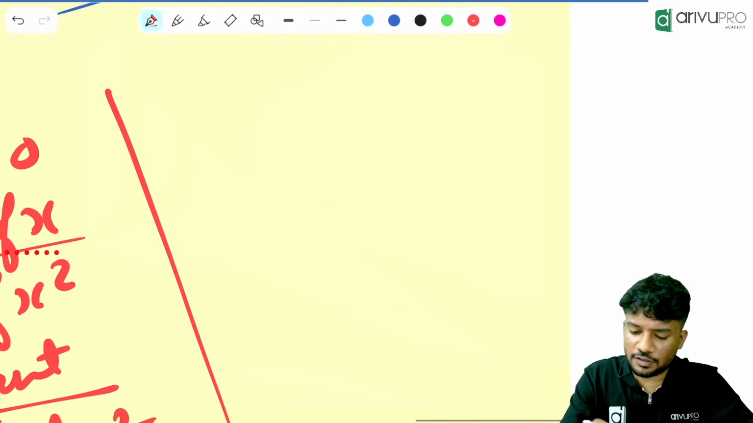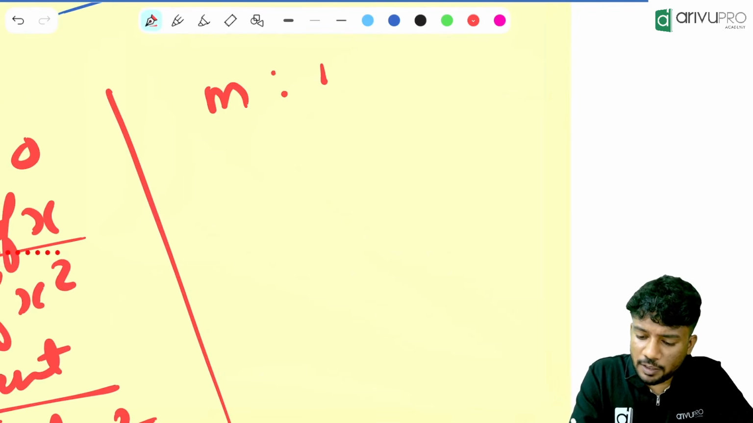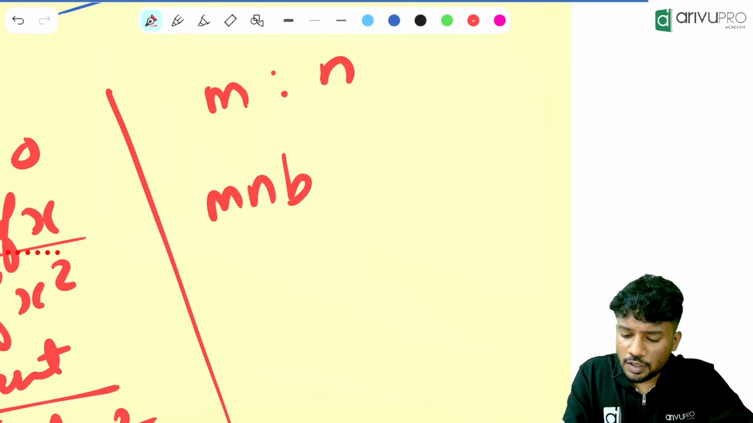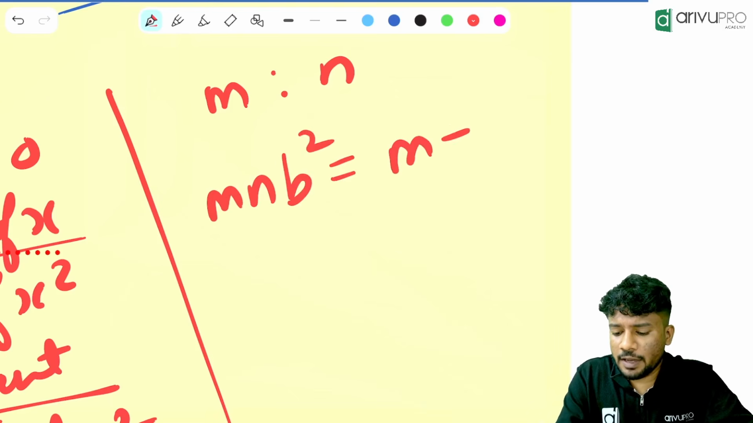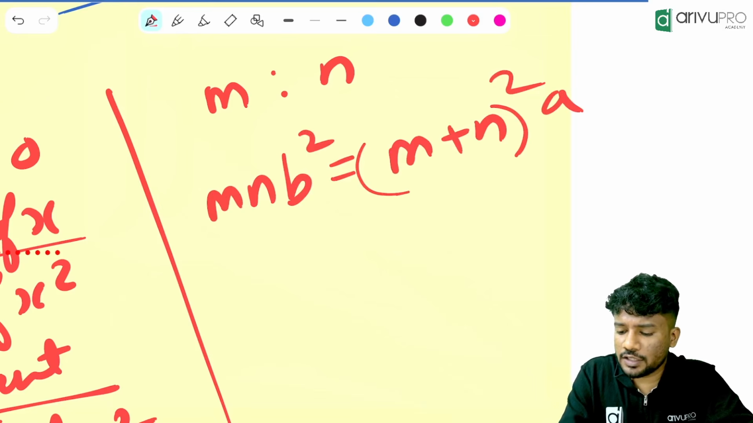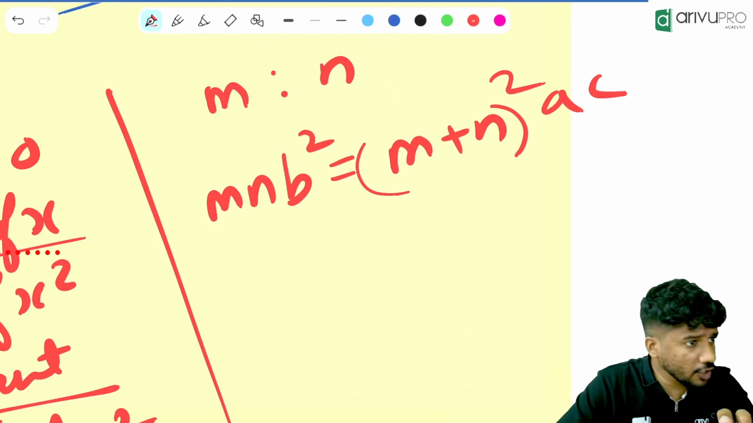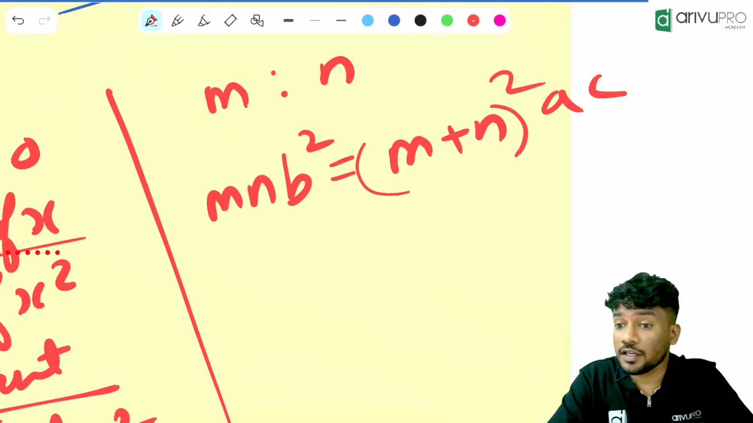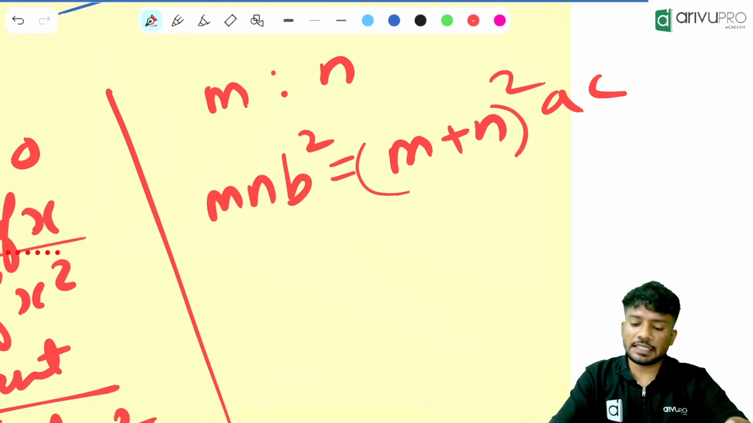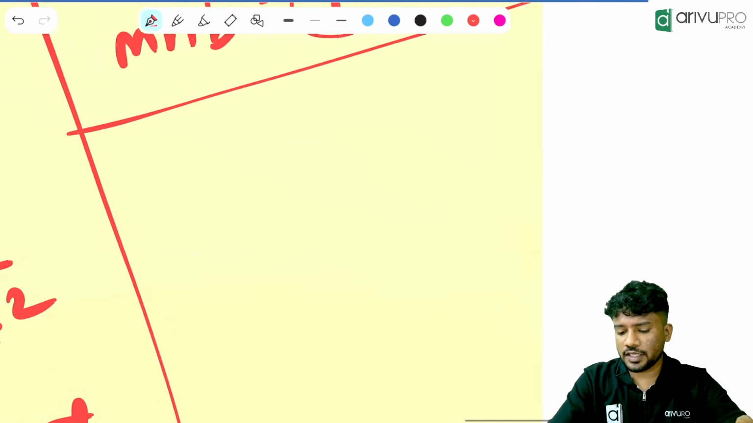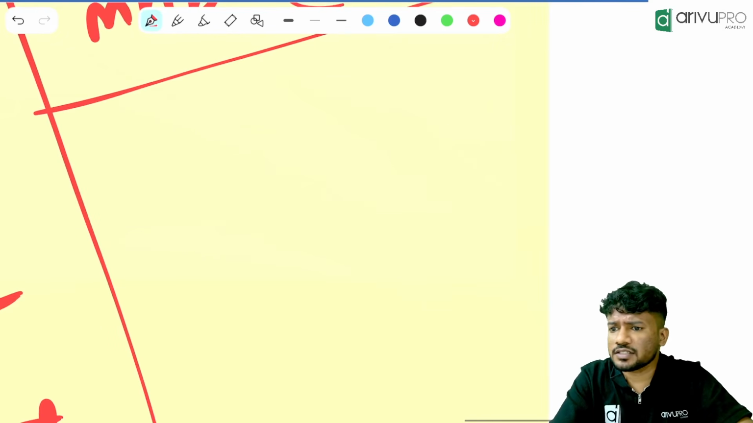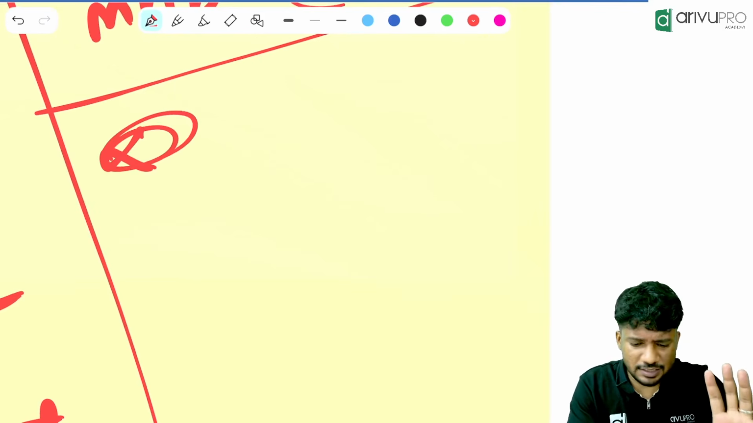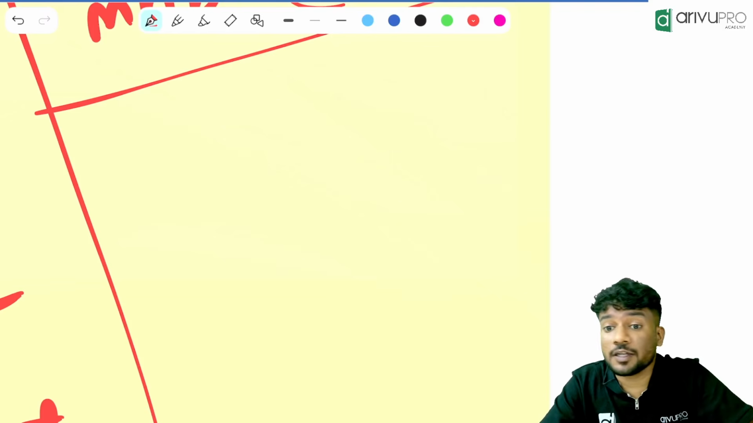Then today we started off with: if roots are in the ratio m is to n, then what is the shortcut? mn into b square is equal to m plus n the whole square into ac, where b is the coefficient of x, a is the coefficient of x square, c is the constant term. Then there are formulas like alpha cube plus beta cube. That's a general thing. You should remember that. It is required throughout.